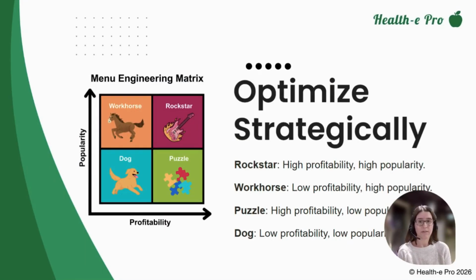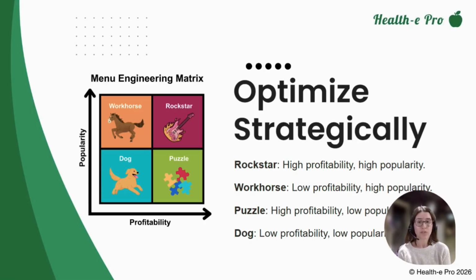On this slide, you'll see this menu engineering matrix. This is one tool that looks at popularity and profitability of menu items, and it categorizes your menu items based on those two factors. So menu items that are considered rock stars are highly profitable and highly popular. They are your best performing items. These are items that you want to promote and be featured on your menus.